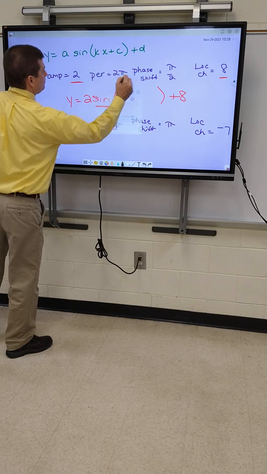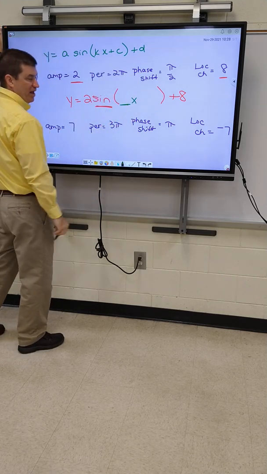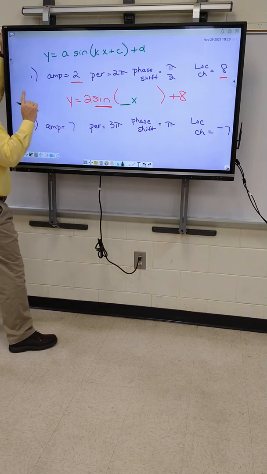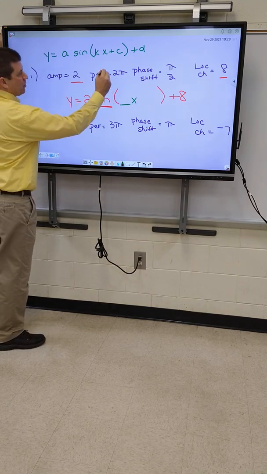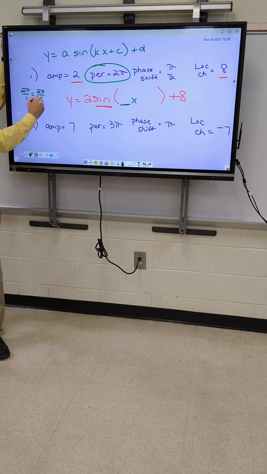All right, so here we go. To find this number right here, this number is going to go in front of x. To find this number, here's what you do. Bring down what they give you for period. They gave us 2 pi over 1. Bring it down, just like you see it. If it's not in fraction form, write a 1 under it. All right, now, Amelia, we're going to set that equal to whatever they said the formula was for period. So look on your formula sheet. What's the formula for period? 2 pi over k. Write it down.